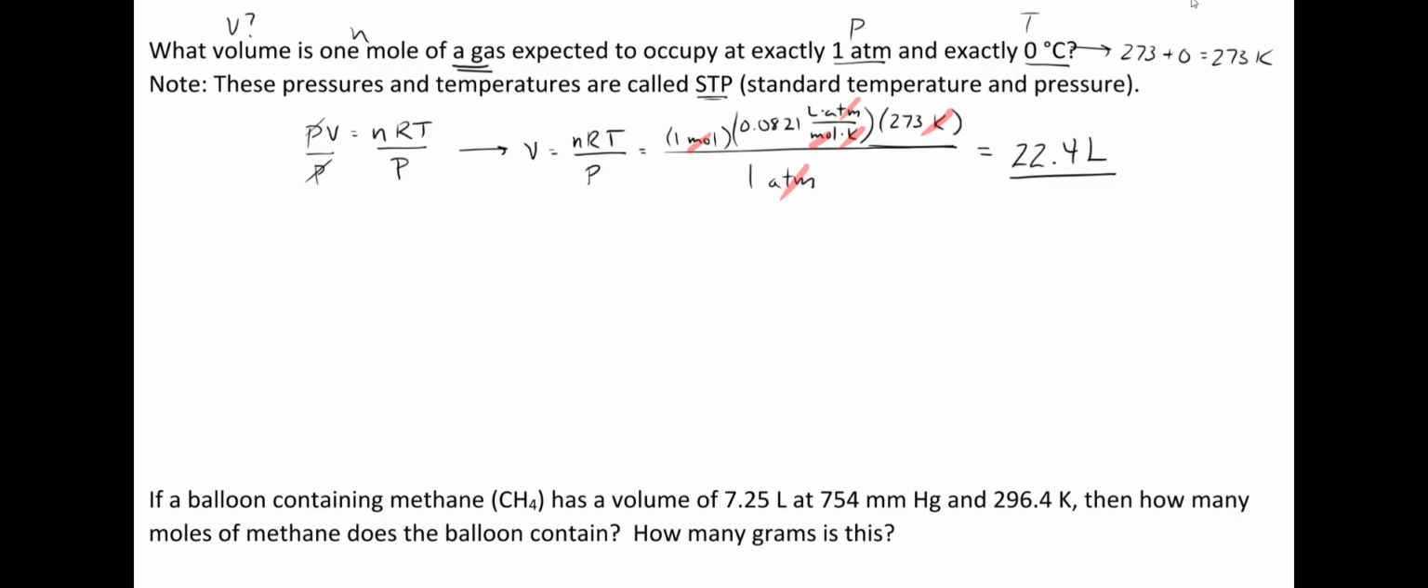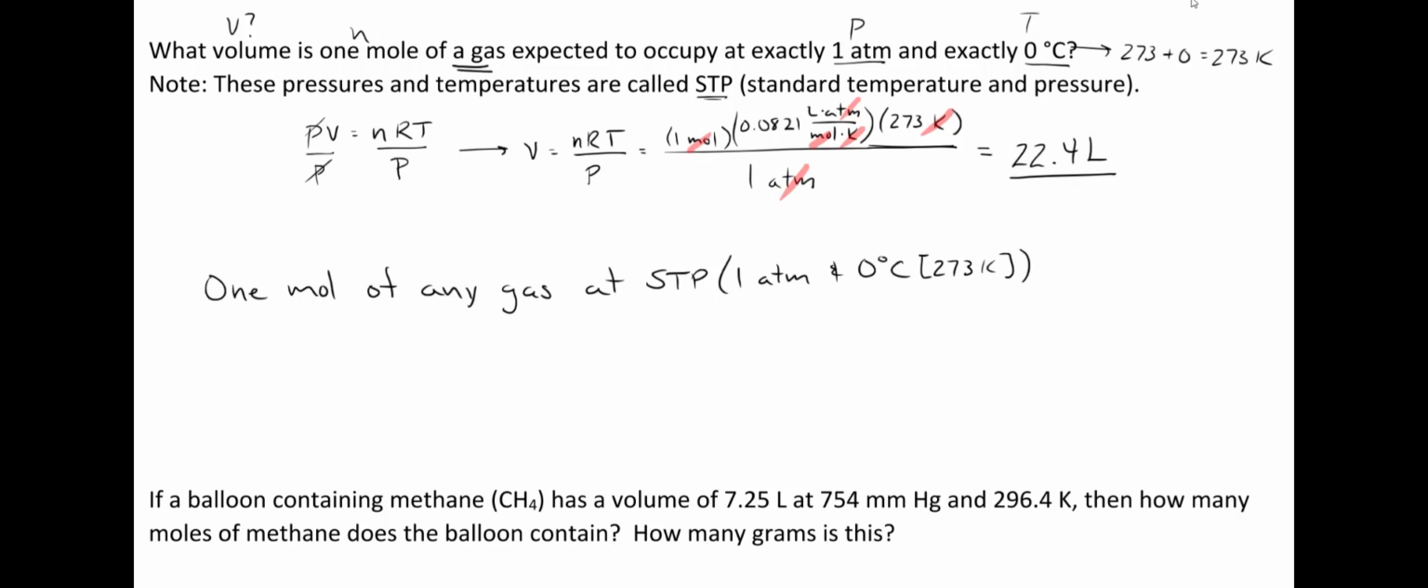So we can write this out in a statement. If we wanted, we would say that 1 mole of any gas at STP, and STP, remember, is 1 atmosphere and 0 Celsius, where 0 Celsius is the same as 273 Kelvin, occupies 22.4 liters.